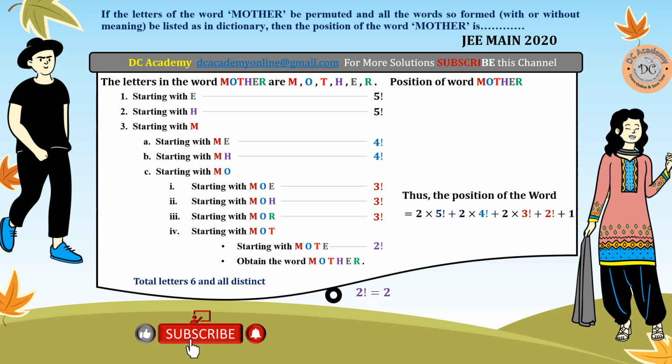Notice that factorial 2 is 2, factorial 3 is 6, factorial 4 is 24, factorial 5 is 120. So first is 2 into 120, which is 240, then 2 into factorial 4, which is 48, and so on and so forth. Now if we add them together, we get 309, and hence the position of the word MOTHER in dictionary order will be 309. So 309 is the correct value. That's it. Hope you understood the problem. Thank you.